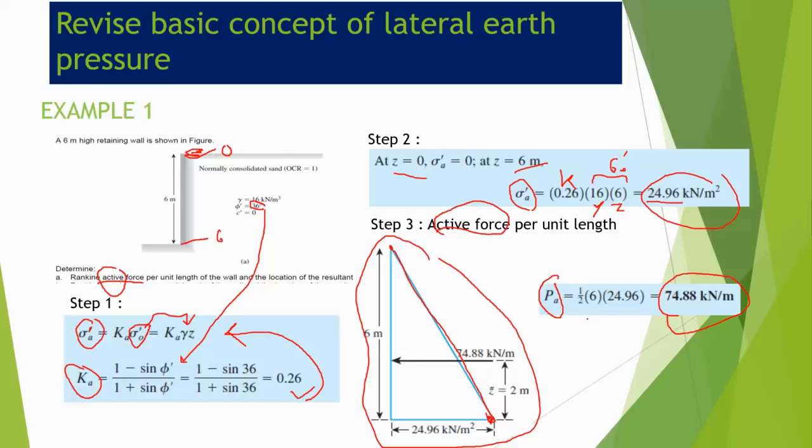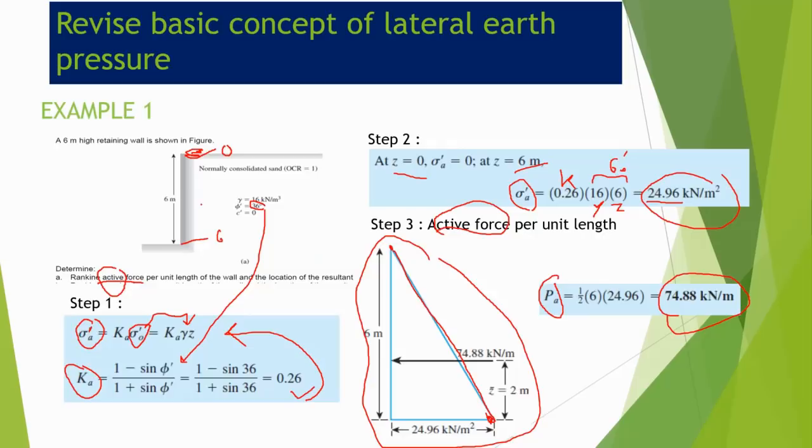Active force is the area under the distribution pressure. Okay, this is the distribution pressure. How do we find the distribution pressure? We need to find the effective stress. So you can get 24.96 for all 6 meters. So this is a very, very basic concept, okay?